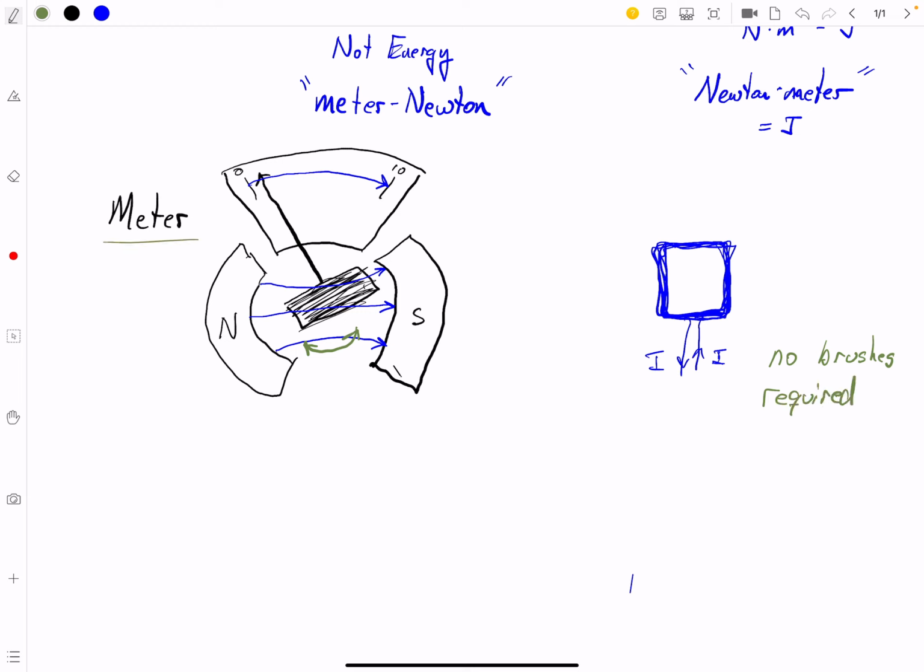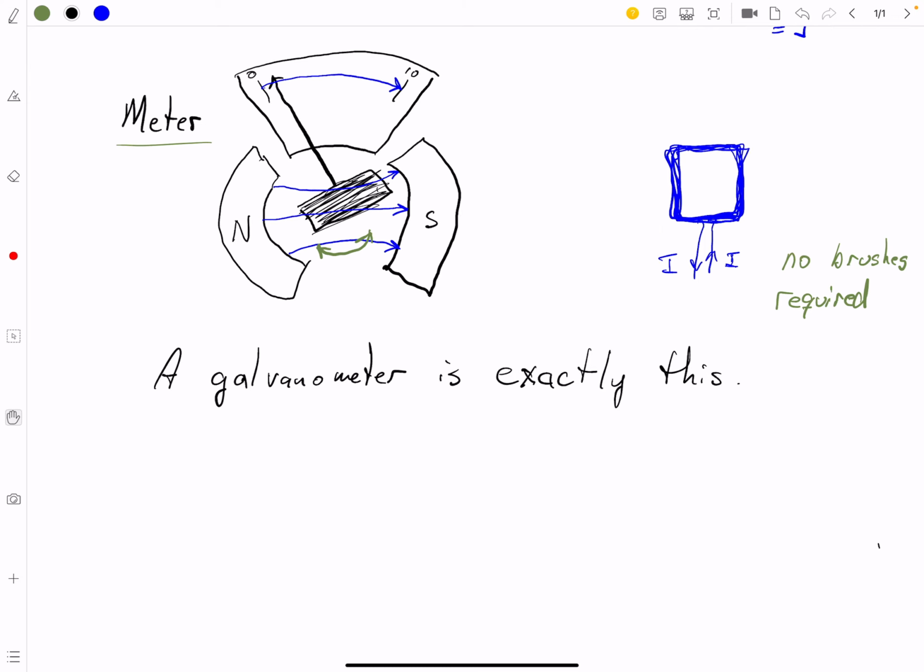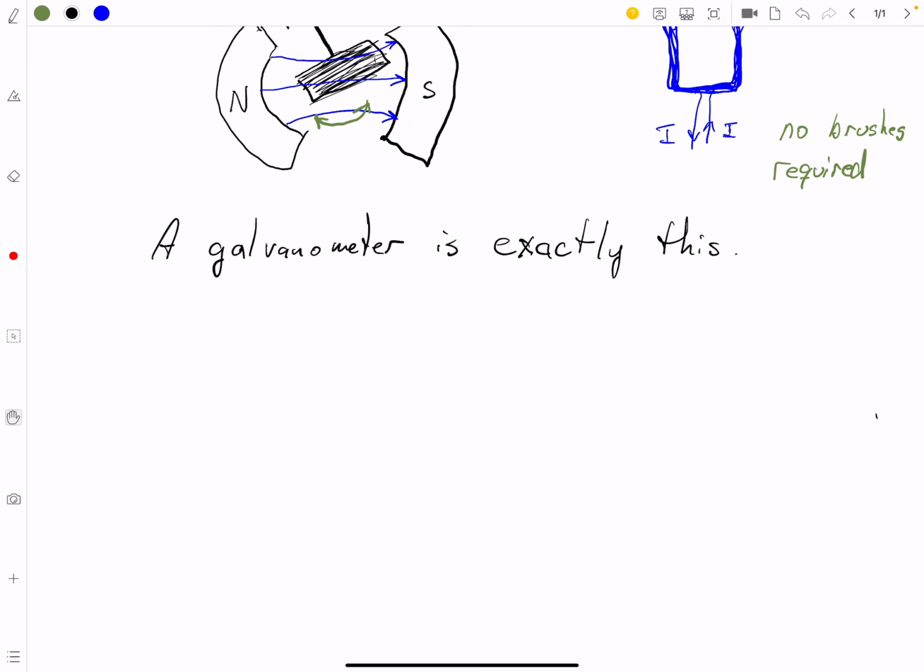And this is a meter. Okay, and this is how you do a meter. A galvanometer is exactly this example. Exactly this. So that's what a meter does.